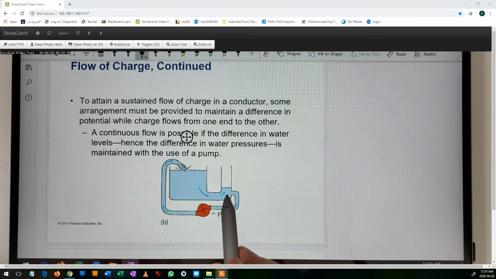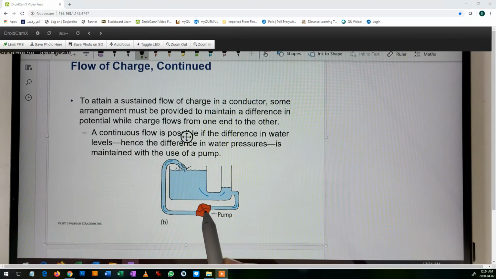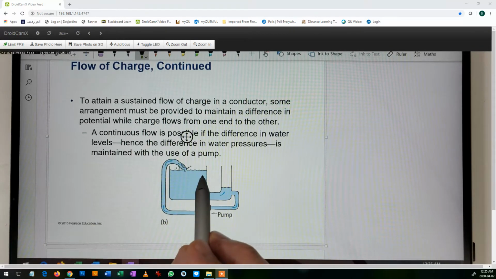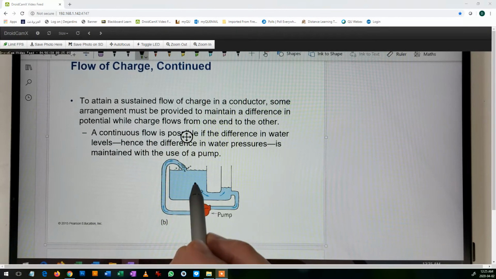So now you can look at it that you have a continuous source of voltage, like a power supply or whatever. And you can think about the water as electrons, so electrons will be pumped again to the higher container, and then you have a continuous current.